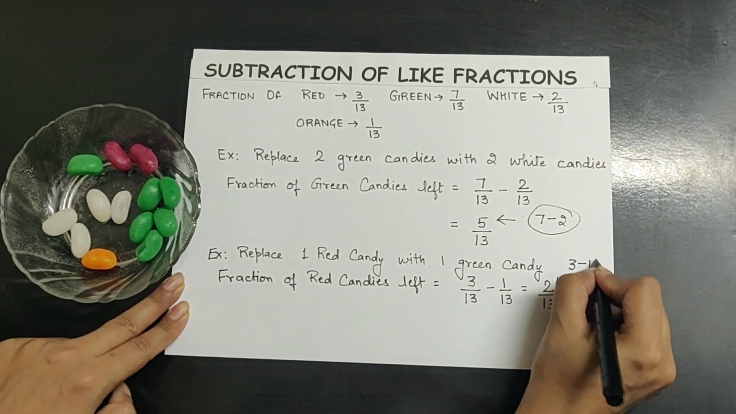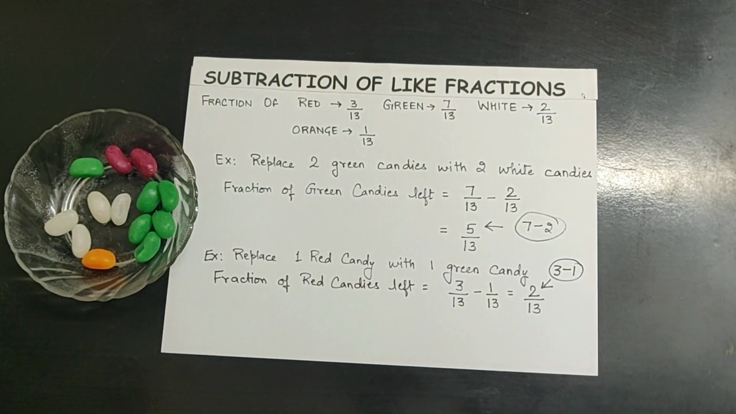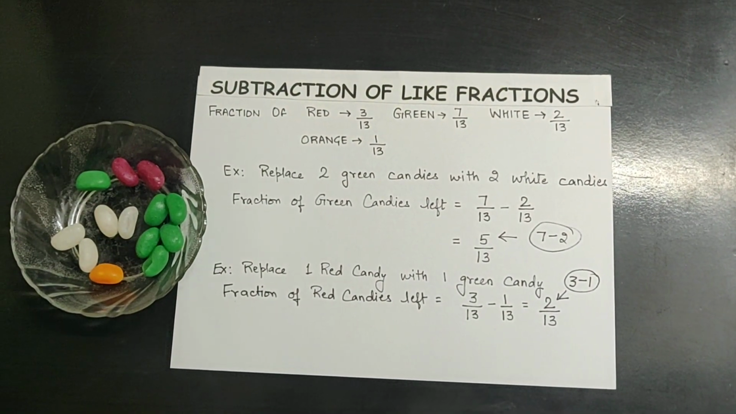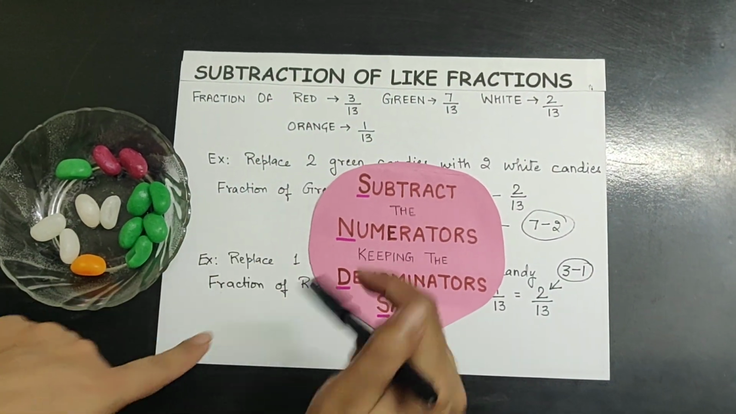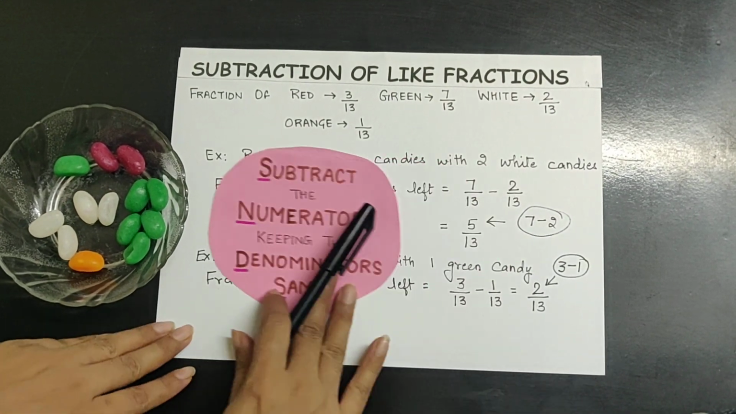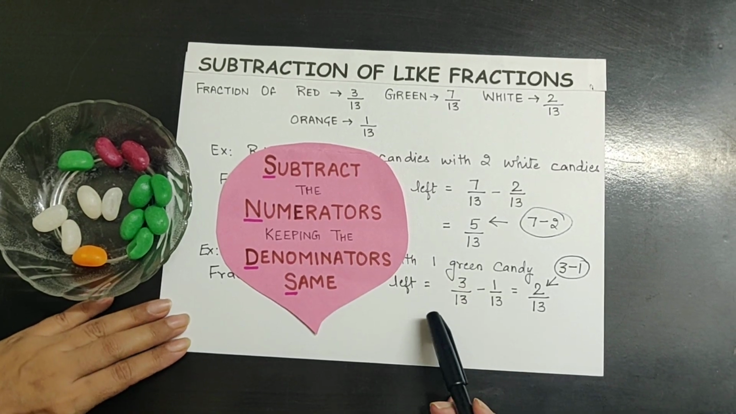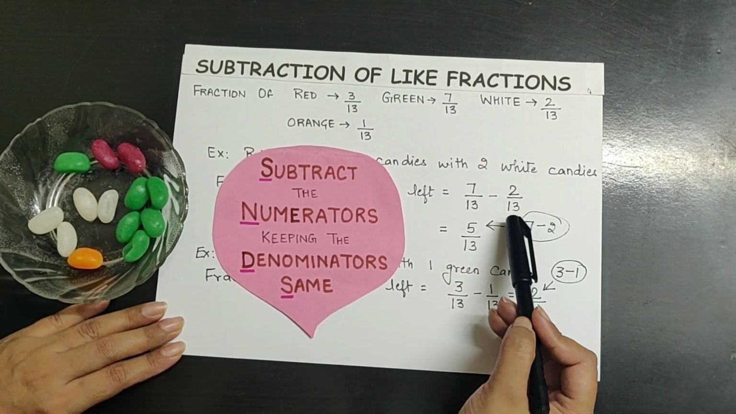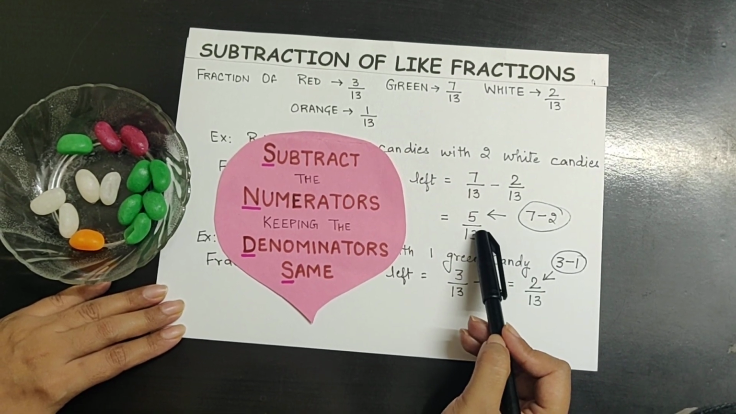We subtract the numerators. So the rule says subtract the numerators keeping the denominators same. So we have this SNDS rule for the subtraction of like fractions. SNDS rule: subtract the numerators keeping the denominator same. We can have a look at the examples once again. So it was 7 upon 13 minus 2 upon 13. What did we do? We got the answer 5 upon 13.